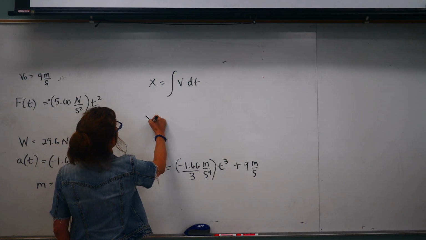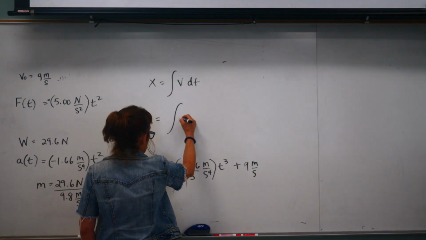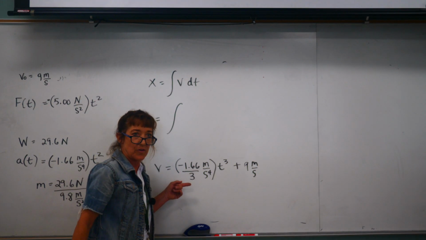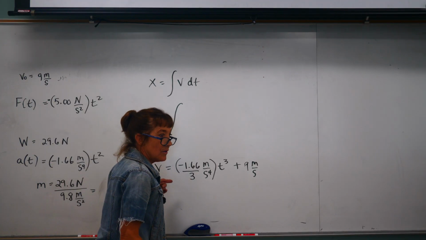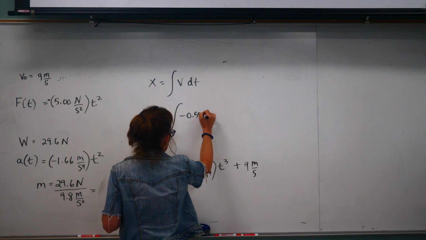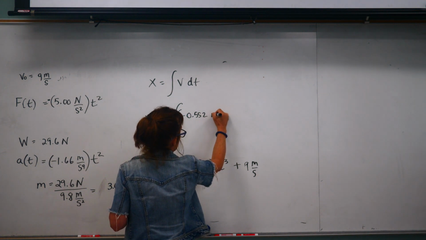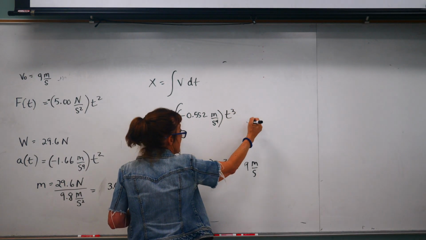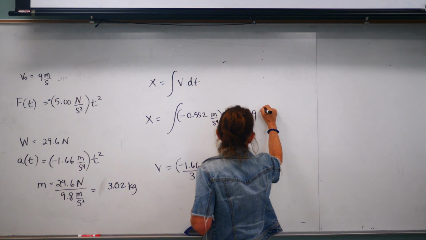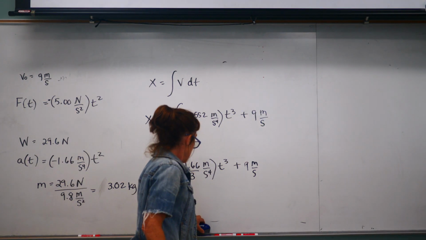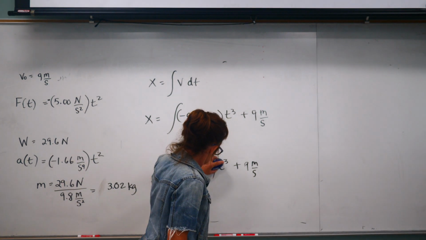Okay, so x equals the integral. Do you have a value for 1.66 over 3? Negative 0.552 meters per second to the fourth times t cubed plus 9 meters per second. Okay, so I'm going to erase that.